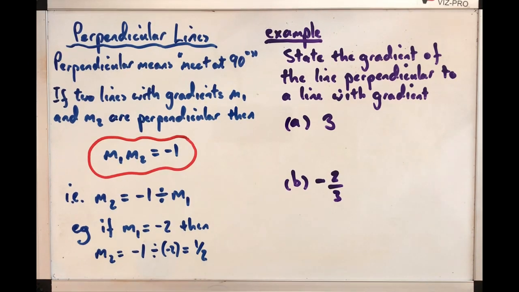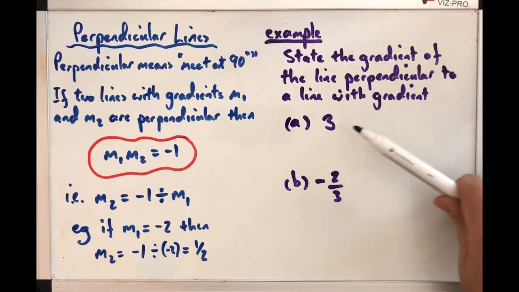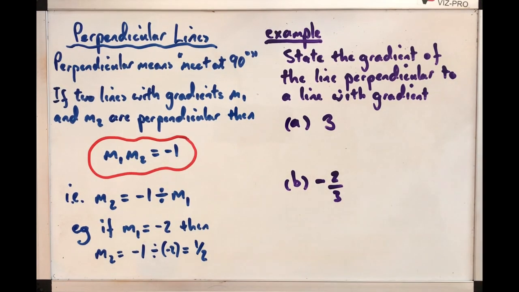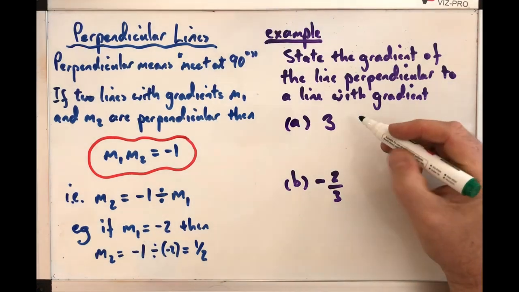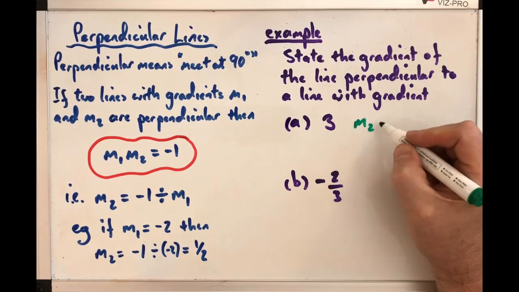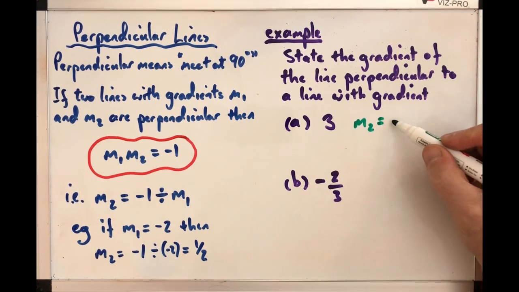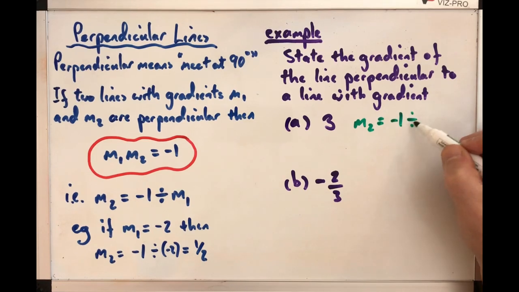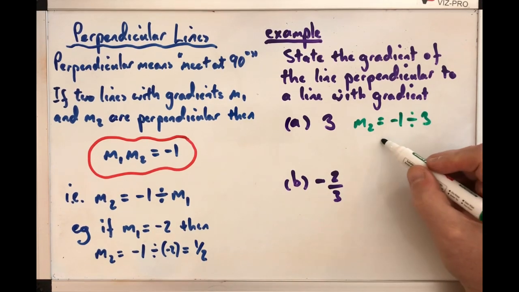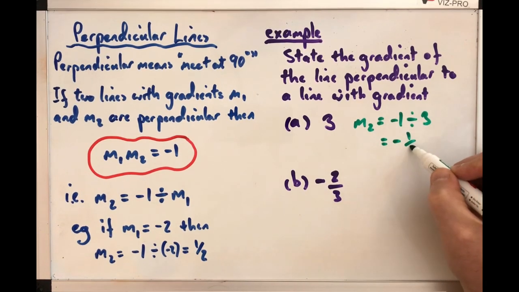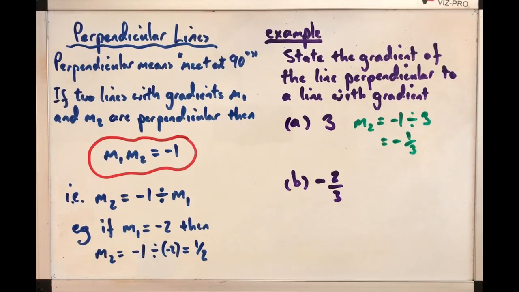So let's have a look at an example. State the gradient of the line perpendicular to a line with gradient 3. Well, we know what we're doing. The perpendicular gradient will be minus 1 divided by 3, which is just -1/3. Okay? Look at the second one.